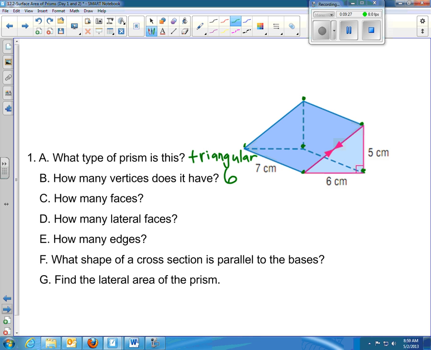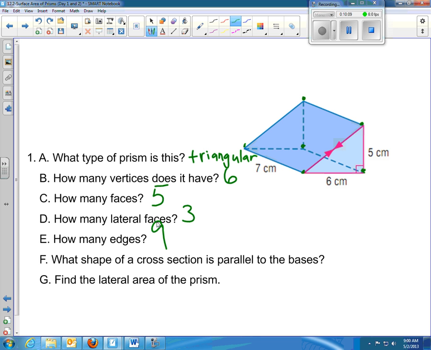How many faces? This is talking about all the faces, bases and lateral faces. So we have 2 bases, and because it's a triangular prism, we have 3 lateral faces. So we have 5 total. And that answers our next question for D. There are 3 lateral faces. Now it asks how many edges, and this is asking lateral edges and base edges. So take a moment, count them all up. I got 9. Did you get 9? Good. What is the shape of a cross section that is parallel to the bases? Like I said, we're going to talk about this more in class, so we'll do that one when we come back to class.